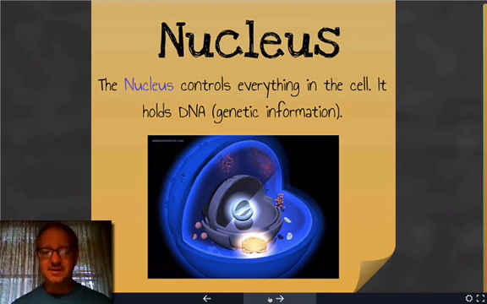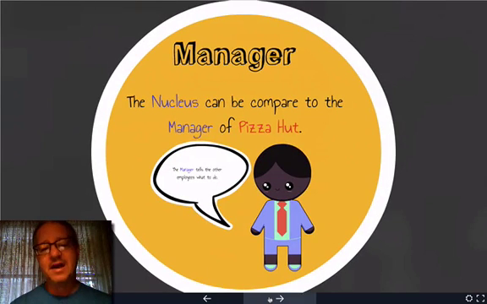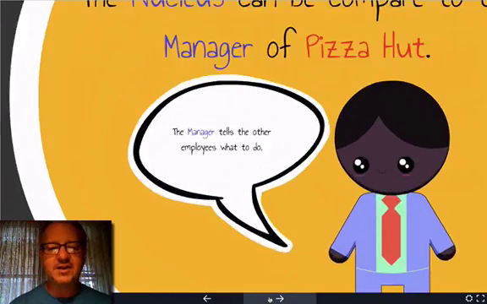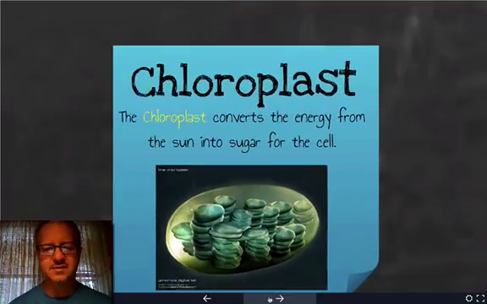So the nucleus is one of our organelles, a very important organelle. It controls everything in the cell. It holds all of the genetic information that we call DNA. And a manager at a Pizza Hut is similar to a nucleus because the manager tells the other employees what to do, just like the nucleus tells the rest of the cells how to build their products.